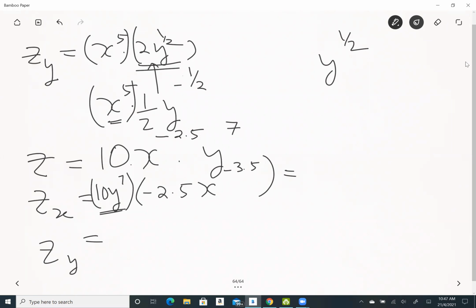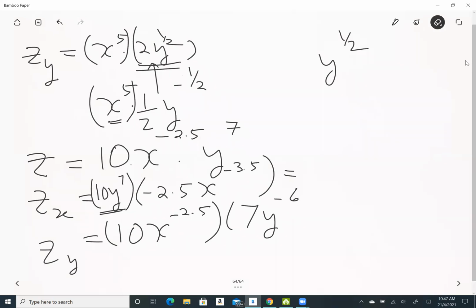10 x to the power of 2. So you got 10, x to the power of negative 2.5. These are the constants. And then you multiply by 7, y to the power of 6. All right, so you can multiply the constants, 10 and 7.